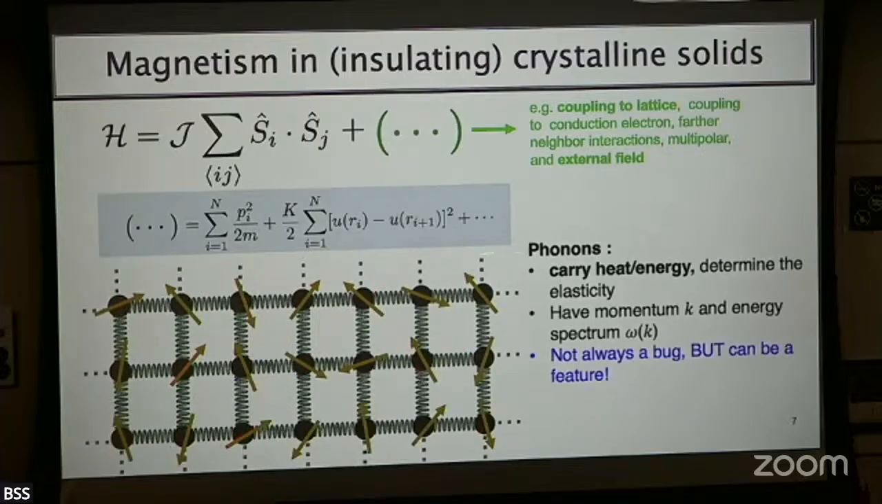And then phonon, just to even remove the spin, your phonons are carrying heat energy and determine the elasticity, how a sound wave is traveling along here. And then of course phonon has a very measurable, very tangible momentum, energy spectrum, dispersion relation.